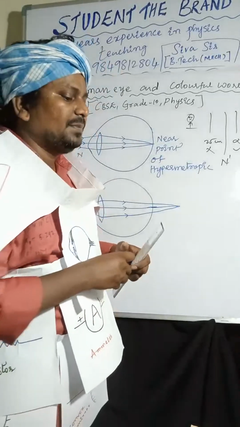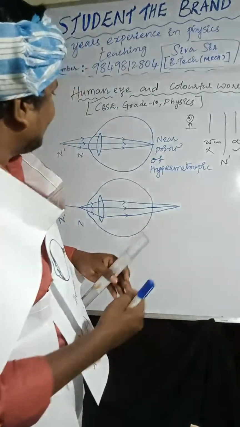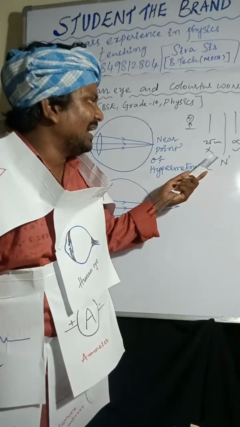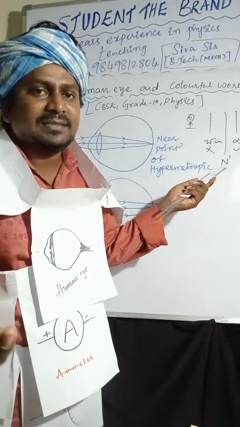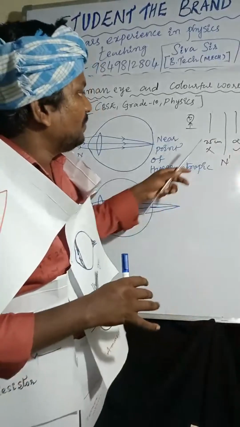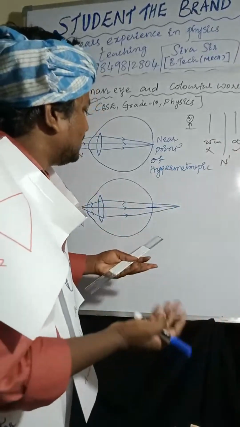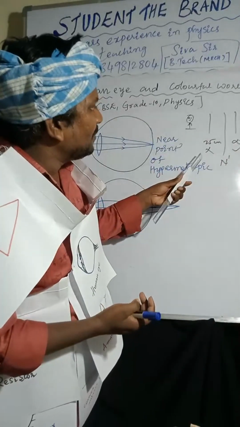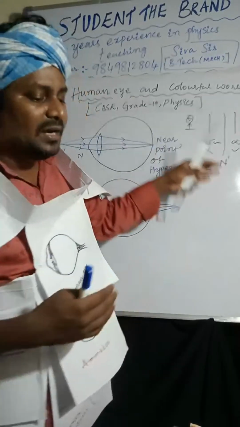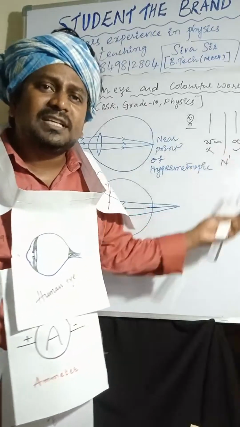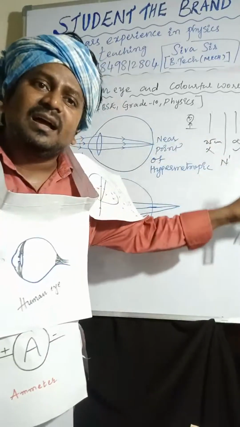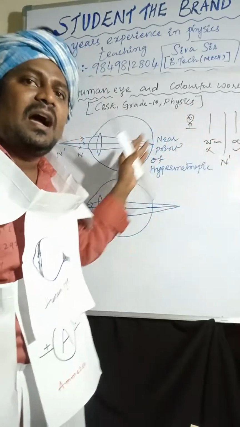Here you can observe light rays are coming from the near point. As I said, he can't see this point at 25 centimeter, but he can see the far point. If the light rays are coming from 25 centimeter, they will meet beyond the retina, so he can't see, because the light rays are meeting beyond the retina.